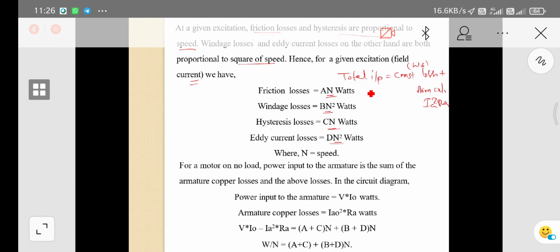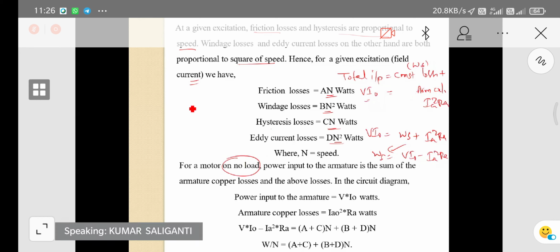So the total input here is V into I naught, as the motor is under no load. V into I naught is equal to Ws plus Ia square Ra. From this I can find Ws, which is equal to V into I naught minus Ia square Ra.